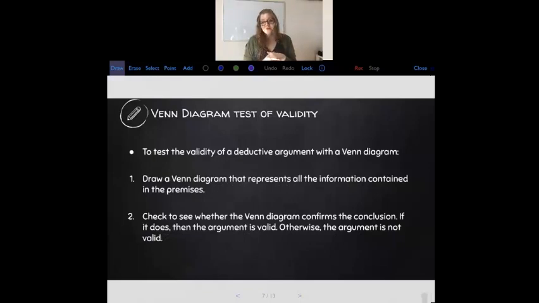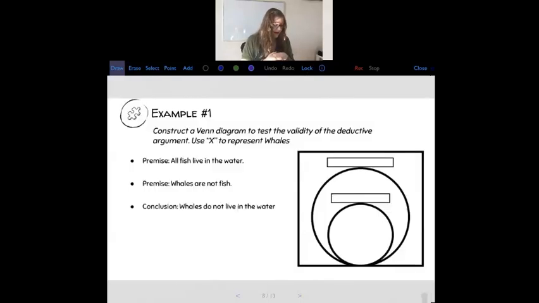So we'll learn to use Venn diagrams, specifically subset Venn diagrams, to test the validity of arguments. We'll draw a Venn diagram that represents the information we're given, and then we'll use the Venn diagram to see if it confirms the conclusion or not, which will help us determine the validity of the argument. We'll go through four examples.